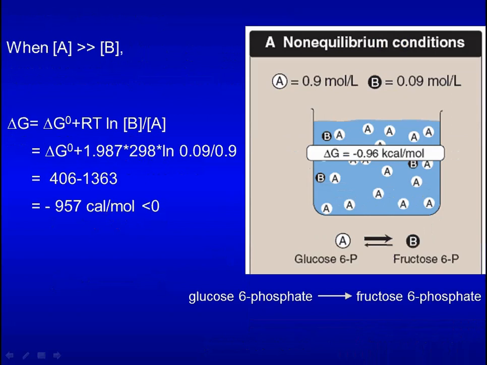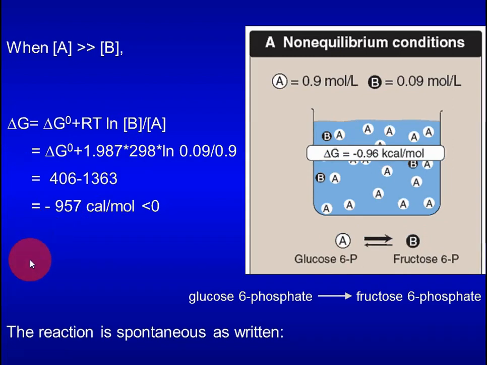However, when A concentration is much greater than B concentration, the direction of reaction changes. For example, when glucose 6-phosphate concentration is 10 times as much as fructose 6-phosphate concentration, we plug this number into the free energy equation, we get delta G. Now, delta G is negative. This reaction is spontaneous. These two conditions demonstrate change in reactants or product concentration can alter the direction of the reaction.